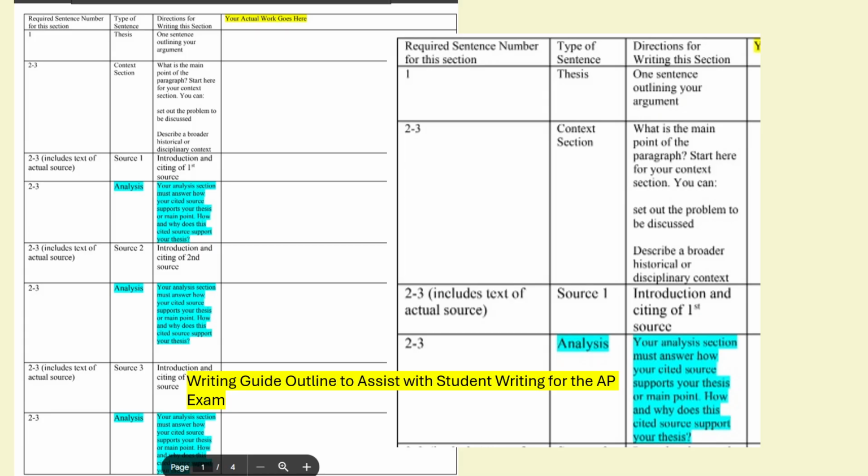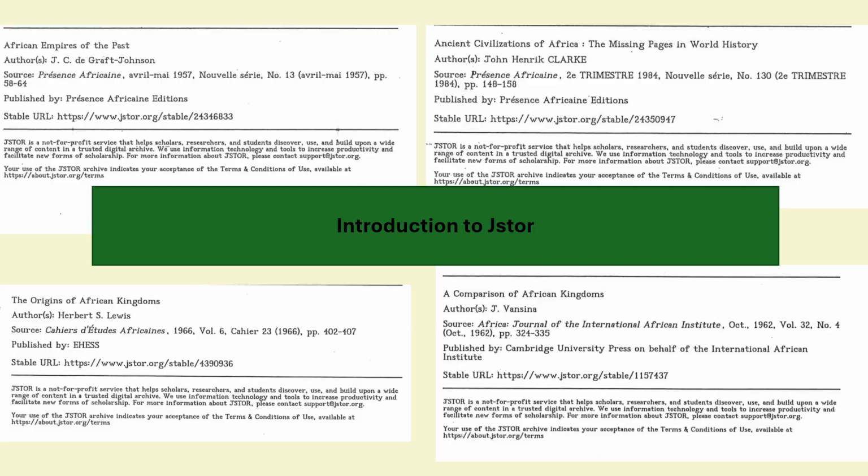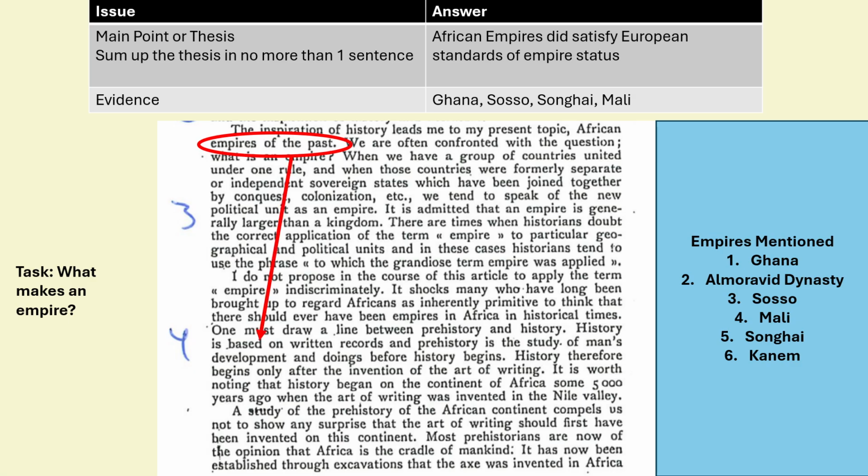As we get to the end, students are introduced to writing, and this is a writing outline grid that is designed to assist and improve with the AP writing. A lesson on griots. And we conclude the unit with an introduction to JSTOR. The JSTOR file is designed to familiarize students with the JSTOR database.